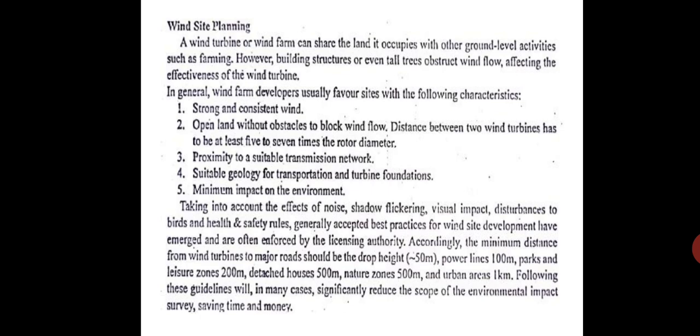In general, wind farm developers usually favor sites with the following characteristics. Strong and consistent wind: out of 8,760 hours in a year, at least 35% of the time we should have wind. Open land without obstacles to block wind flow, like I was telling, there should be no tall buildings or tall trees. And the distance between two wind turbines has to be at least 5 to 7 times the rotor diameter. So if the rotor diameter is around 100 meters, they should have 500 to 700 meters distance between the two wind turbines.